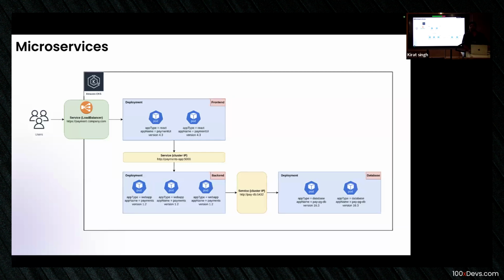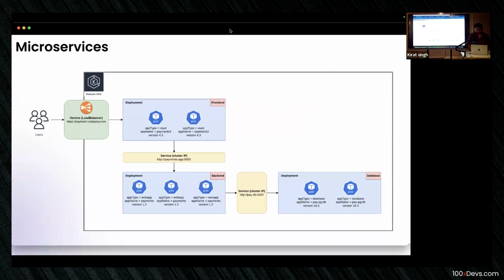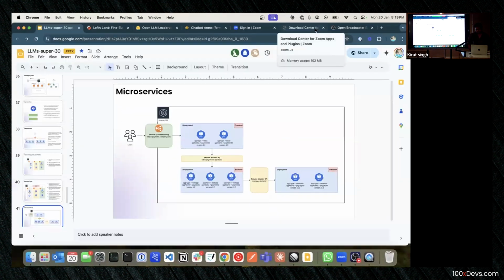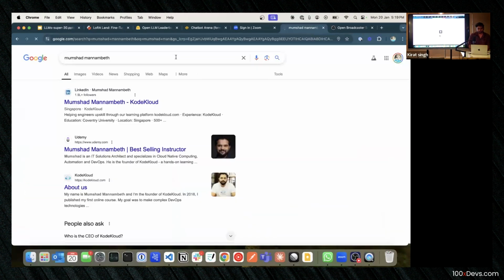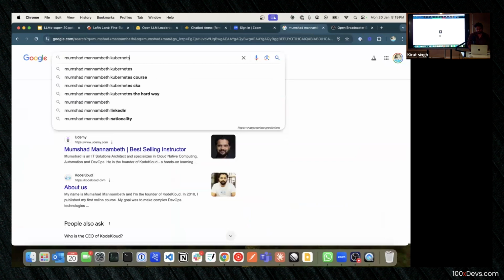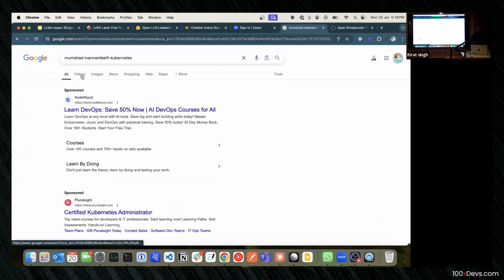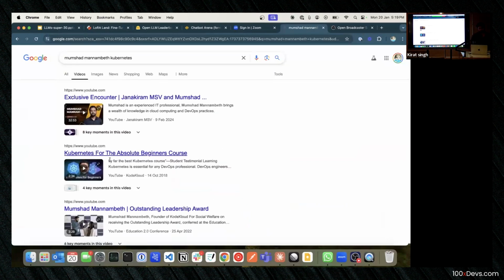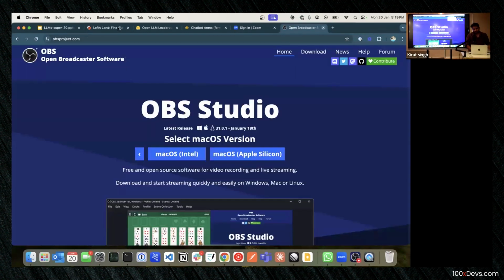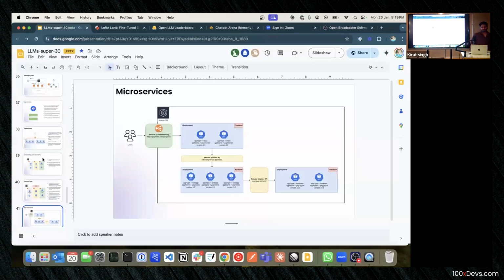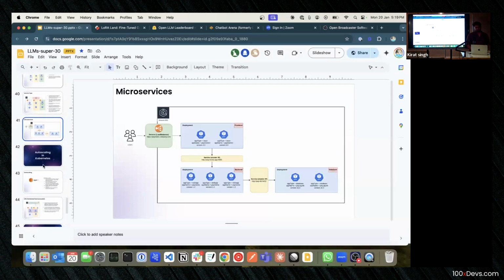Yeah. Yeah, I'll search it for you then. Wait. Yeah. So it's Kubernetes for the Absolute Beginners by Mumshad Mannambeth, right? So you can take this one. But yeah, okay, it's fine. I'll also share it with you afterwards.